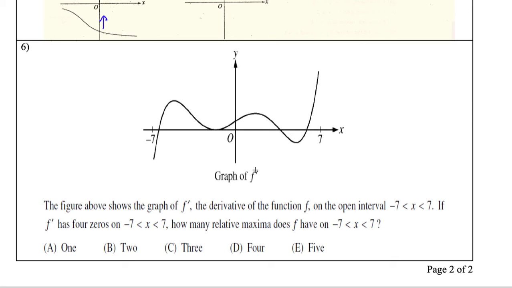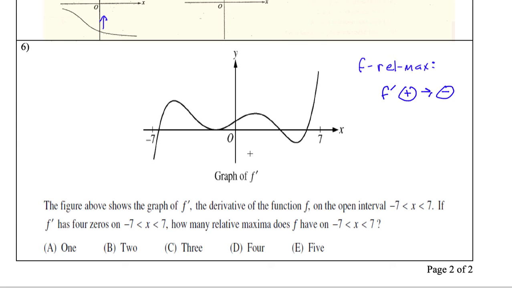We have a graph of f prime. We know that f prime has 4 zeros. We need to find relative maxima. So, give me the definition of relative maxima. Where f prime changes from positive to a negative.